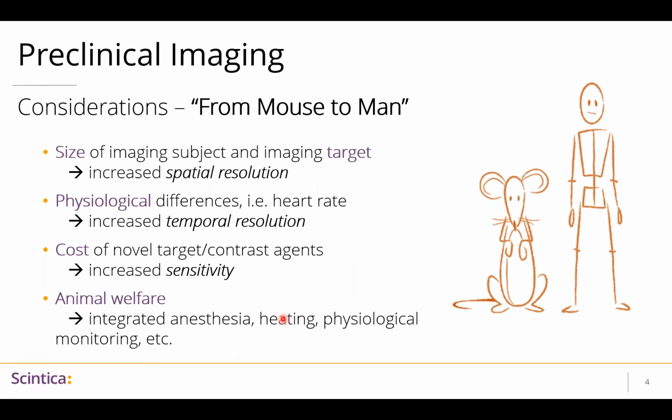Also important when we're talking about imaging any preclinical subject is animal welfare. So we need to take into account integrated anesthesia if it's required, heating the platform because many animals don't create their own heat while they're under anesthesia, and being able to monitor the physiology of the animal during the imaging session as well.